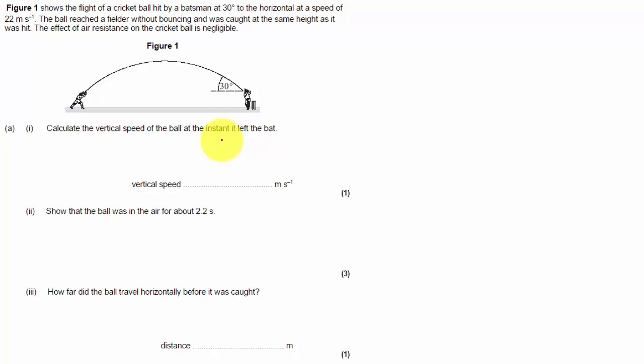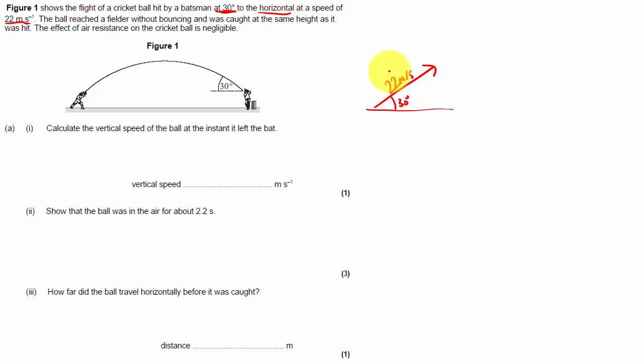Okay, right. We are told that the cricket ball is hit by the batsman at 30 degrees to the horizontal, at a speed of 22 meters per second. Some other information that's useful is it was caught at the same height as it was hit. So this is where it's launched. It's launched at 30 degrees to the horizontal, at a speed of 22 meters per second, and we're being asked to find the vertical speed.